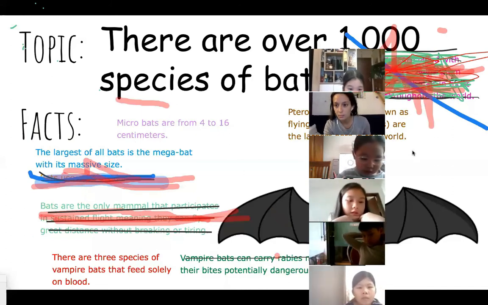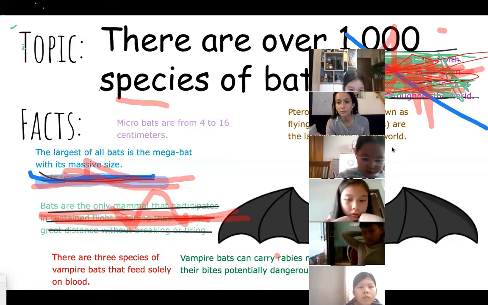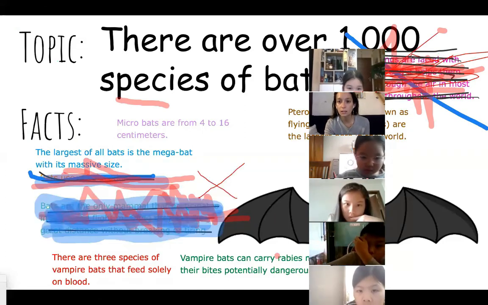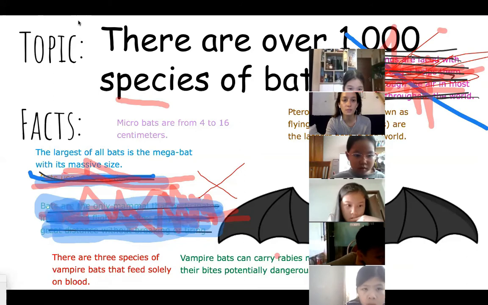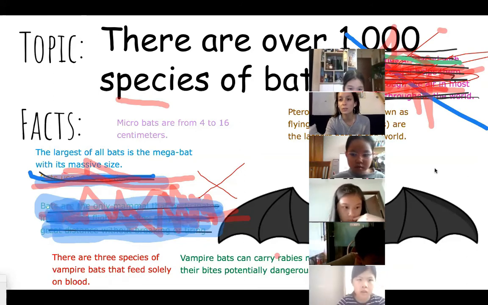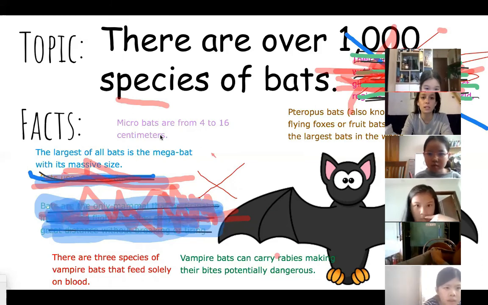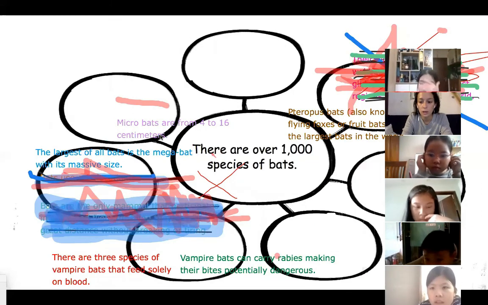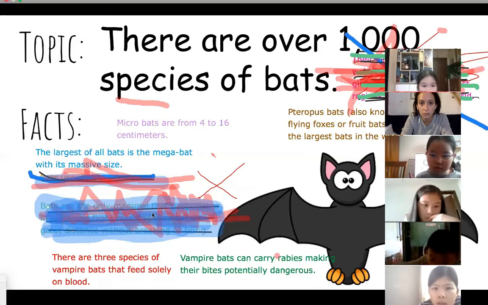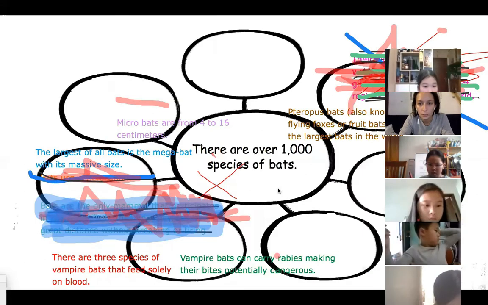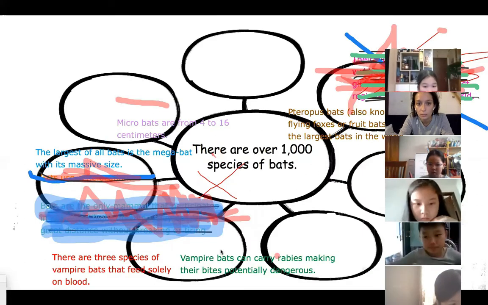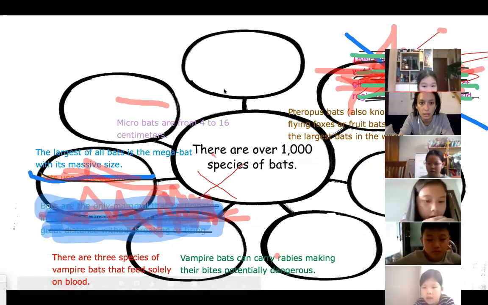Ling Chao, what is your question? We're going to take away some of these facts, and we're going to only use the facts that are about types or species of bats. Let's move on to our web here. Let me see if I can remove some. I'm going to use our bats web here.